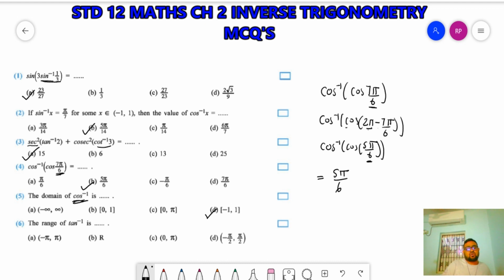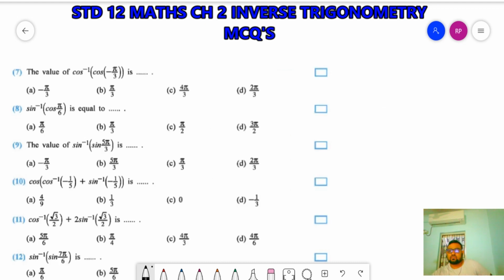Sixth, the range of tan inverse is. Okay, now the range of tan inverse, it is minus pi by 2 to plus pi by 2. The reason it must be an open bracket: because if I take pi by 2, then tan will be infinite. Right? So the range of tan inverse is minus pi by 2 to plus pi by 2 in open bracket. Okay, now let's see the next, that is from 7th.